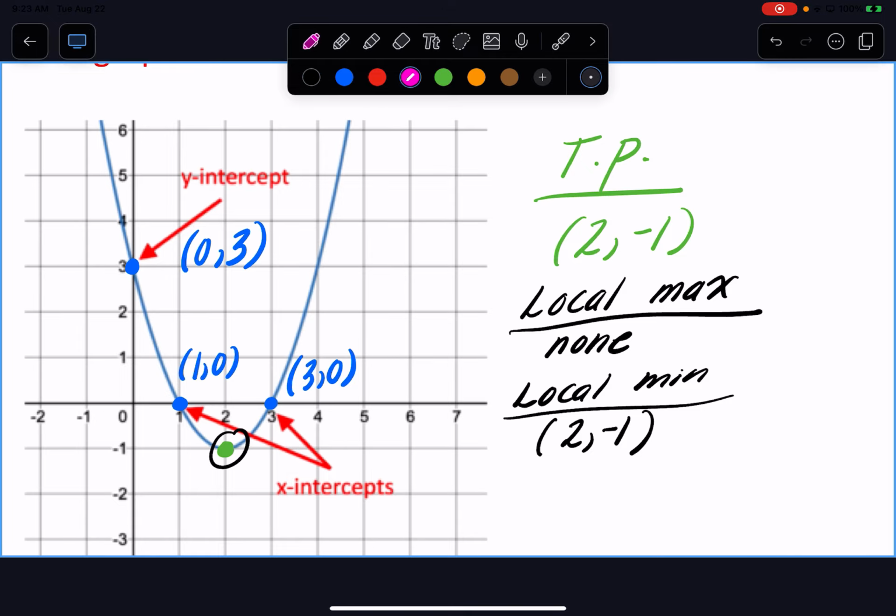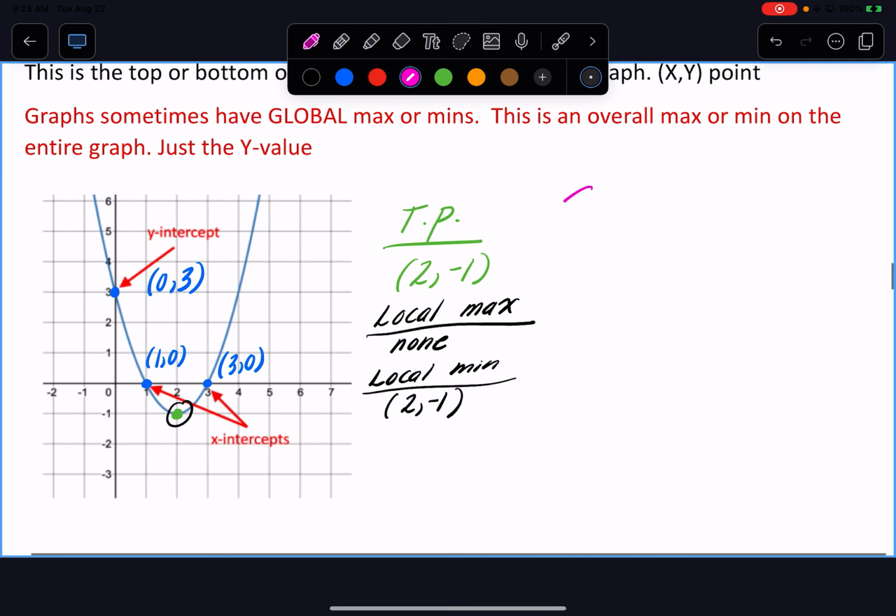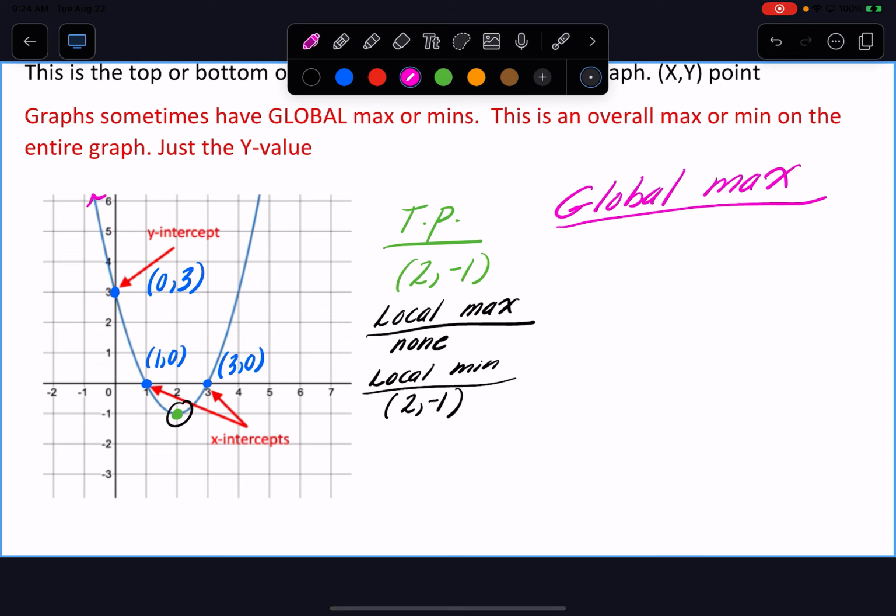Now they're going to use the word global. So now we're going to talk about global max or mins. So global is exactly what it sounds like. Overall, on the entire graph, is there a maximum stopping point? So everybody look, on this graph, is there an overall stopping point on the maximum? Doesn't it go to positive infinity?